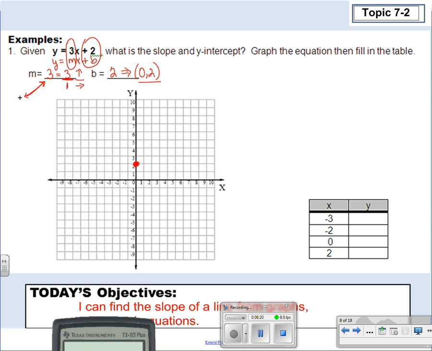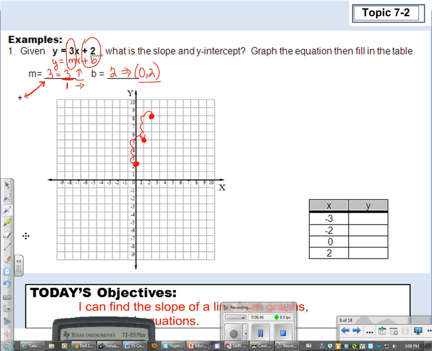So starting at our beginning point of 0, 2, we're going to rise up 3, 1, 2, 3, and then move to the right 1. To the right 1, here's my new point. From my new point, I'm going to rise up 3, 1, 2, 3, and to the right 1. I have another new point. With these 3, I can connect those dots and create my line.